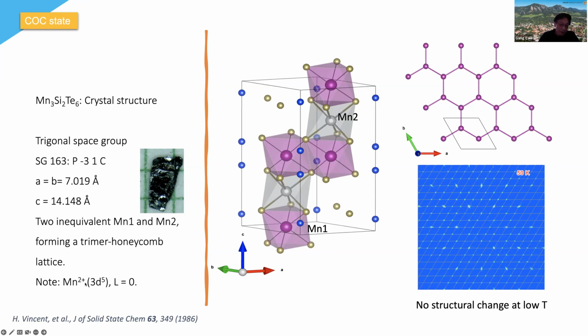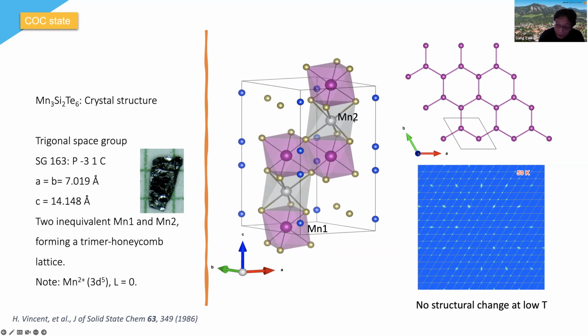Okay. One thing that I want to point out is that here the valence state is 2+. That means we have 5 3D electrons. So in this case, we should expect the orbital moment to be 0, L equals 0. In other words, we should not expect very large spin orbit interactions.